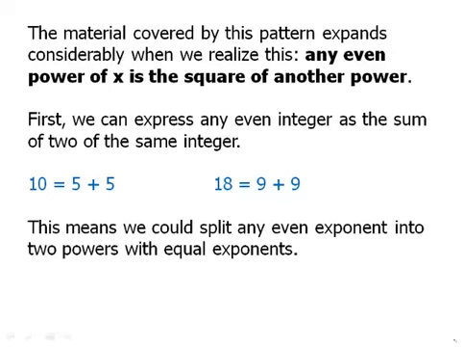But what this means is we can split any even exponent into two powers with equal exponents. So for example, if we had x to the 10th, we can of course write 10 as 5 plus 5, and x to the 5 plus 5 would be x to the 5th times x to the 5th. So this is the sum of the exponents rule. And of course, x to the 5th times x to the 5th, anything times itself, is x to the 5th squared. And so this is how we would write an even power as the square of something.